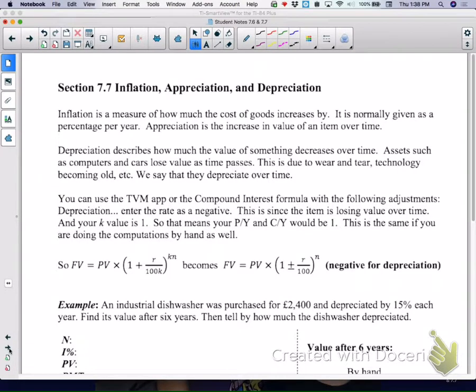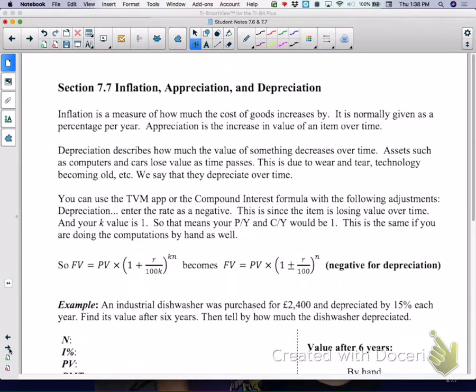All right, the last section here is inflation, appreciation, and depreciation. Now, first of all, inflation, that's the measure of how much the cost of goods increase by. So you've heard about the price of bread was this much in this year, but it's gone up to this much in this year, or gas or whatever. Normally, this is given as a percentage per year.